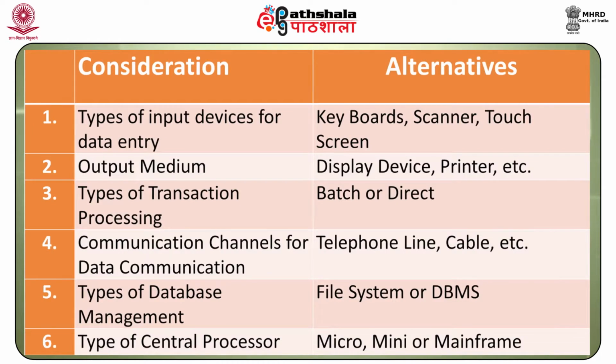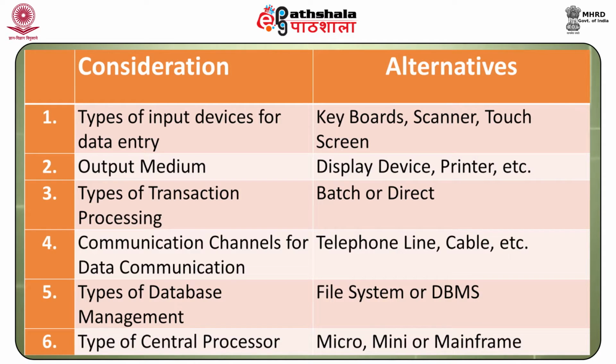Some of the key technology considerations in the above analysis are, let's make a table, consideration and alternatives. 1. Types of input devices for data entry, that is keyboards, scanner, touch screen. 2. Output medium. The alternatives could be display device, printer, etc. 3. Types of transaction processing. The alternatives could be batch or direct.